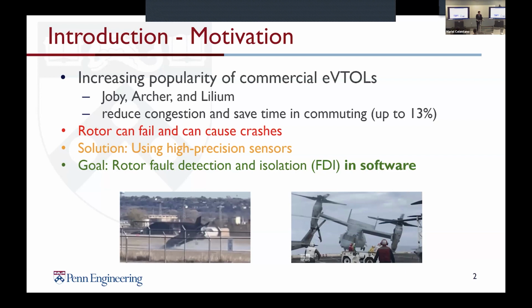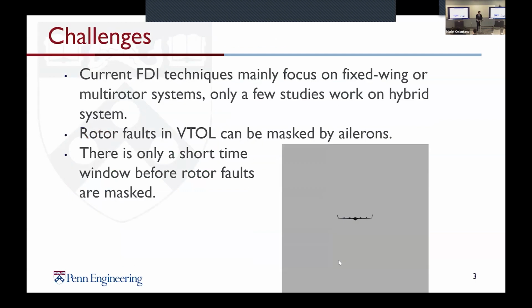So our goal is, why not change to another way? We do fault detection and isolation in software, for example using the pose error. There are a lot of challenges. The first one is that current FDI techniques mainly focus on fixed-wing and modular systems. So only a few studies work on hybrid systems like VTOL systems.